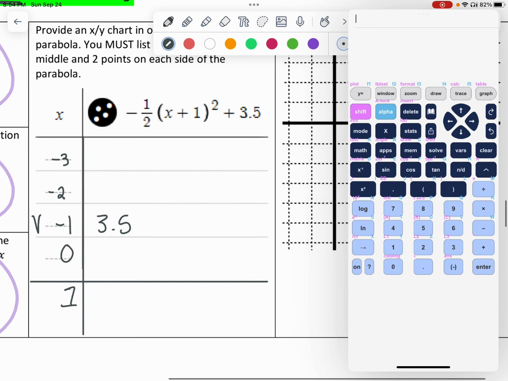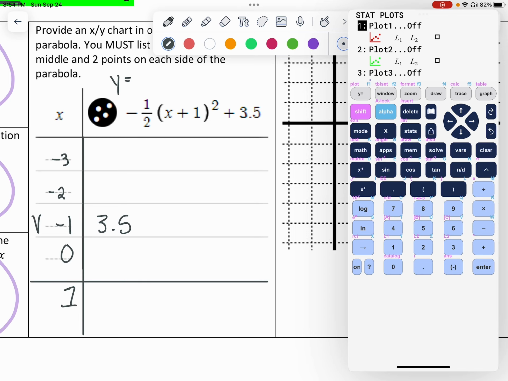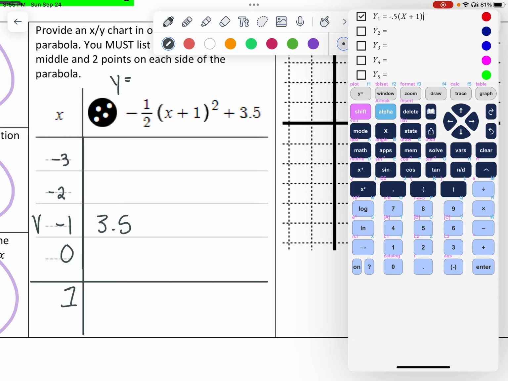Let's get our calculators ready. So watch carefully. I'm going to show you how to kind of cheat using your calculators. Go to your y equals. That's the top left button of your calculator. I'm going to clear what I have in there. I'm going to type this in. -1/2. You know what? I'll just do -0.5. Parenthesis x plus 1. Parenthesis squared plus 3.5.